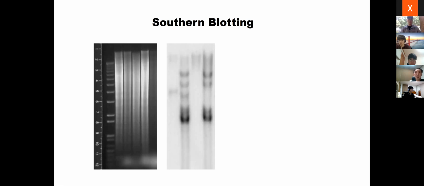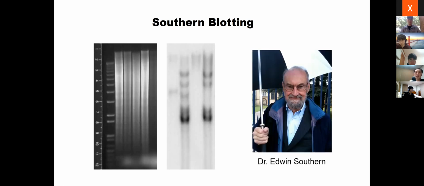Okay. This technique was developed by this person, Dr. Southern. So that's why this technique is called Southern blotting. Blotting usually means after chromatographic separation, detecting your target materials. That's a blotting. Southern blotting is sequence-specific DNA detection. That's Southern blotting.